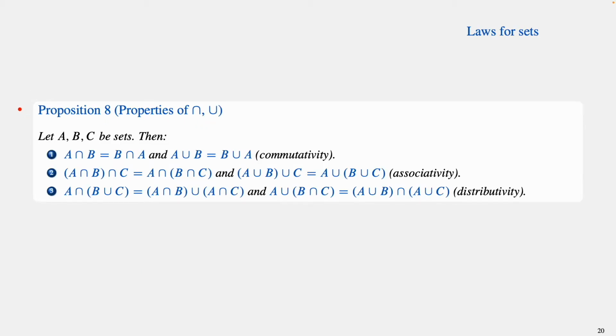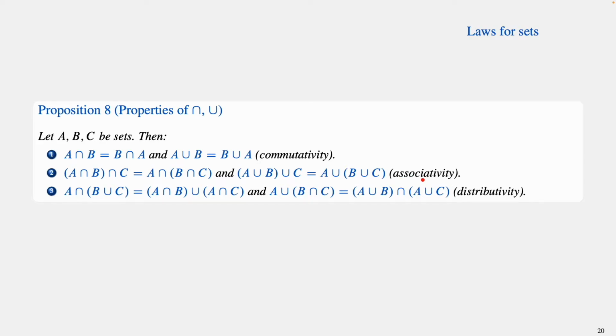Let's look at some more properties of sets now. Now we look at properties for the intersection and the union. I take three sets, A, B, and C now, and the following hold. We have a commutativity law, which states that A intersection B is the same as B intersection A, and also that A union B is the same as B union A.